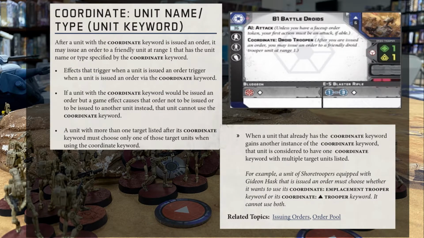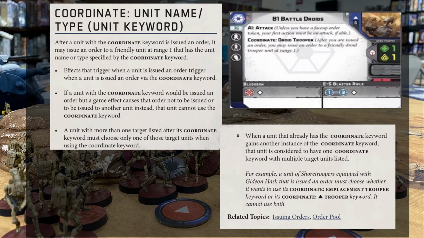So the coordinate keyword was often found on B1 battle droids, and coordinate allows you to issue an order to a friendly unit at range 1 that has the unit type specified under the coordinate keyword when you are issued an order. Effects that trigger when a unit is issued an order also happen when you coordinate, such as gaining surge tokens.